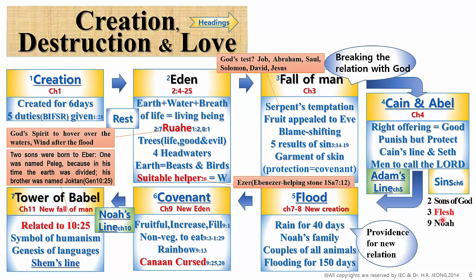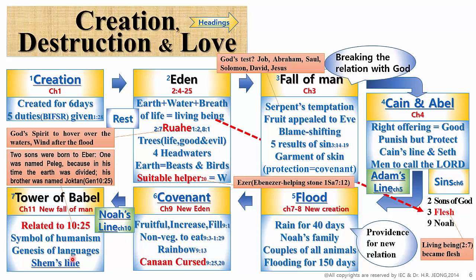What was man in Genesis chapter 2, verse 7? He was a living being, but now he is flesh. Finally, God destroyed what he had created with the flood. Noah's family and the animals in the ark were the only ones who survived. This was the beginning of the new Eden, but even this trial was not successful because of the sins of man.